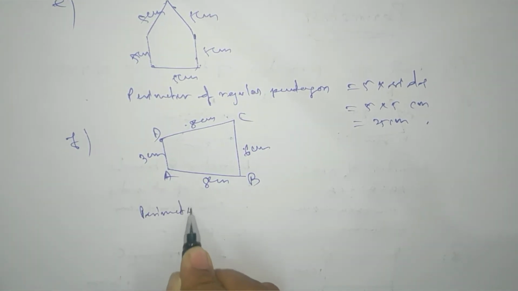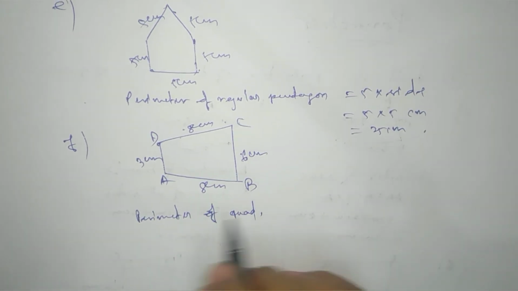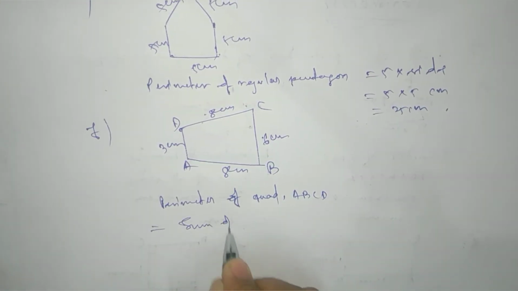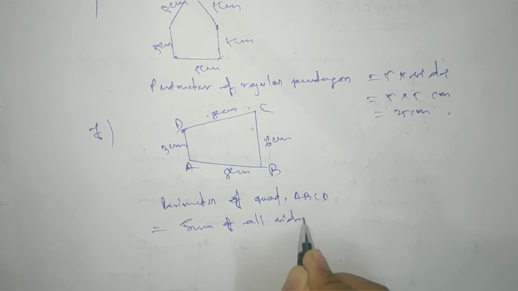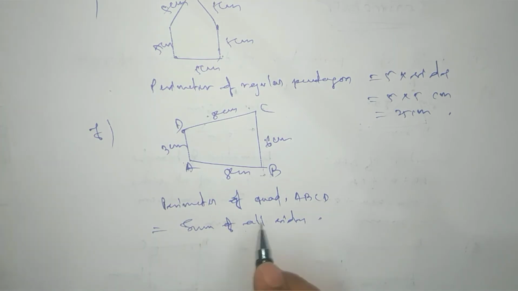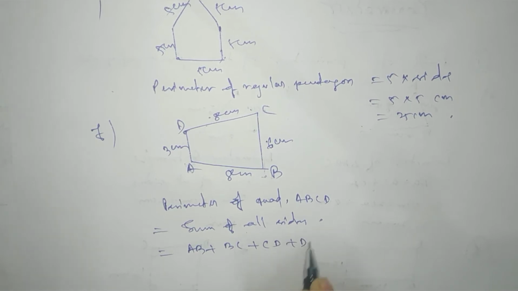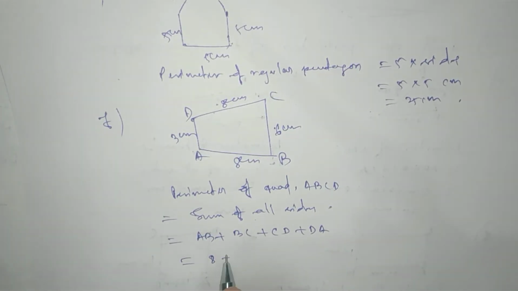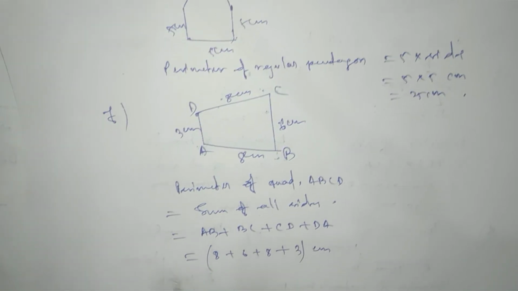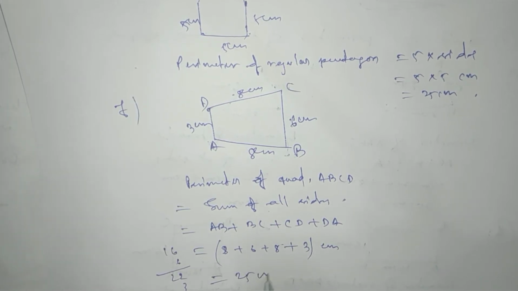Right here, the perimeter of the quadrilateral, or you can take it as a trapezium also, no problem. Quadrilateral ABCD: sum of all sides. Instead of writing sum of all sides, you can mention AB plus BC plus CD plus DA. Now you substitute the values: 8 plus 6 plus 8 plus 3 centimeter. So 8 and 6 is 14, 14 and 8 is 22, 22 and 3, 25 centimeter we'll get here.